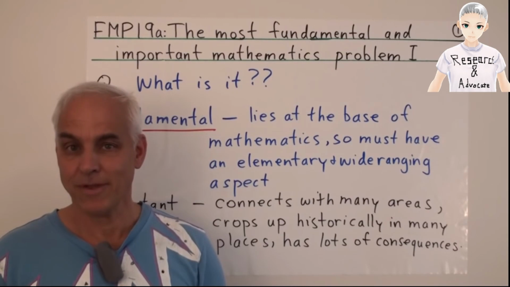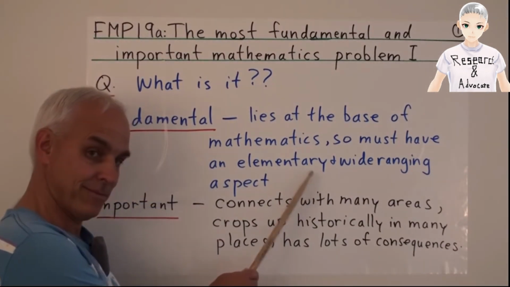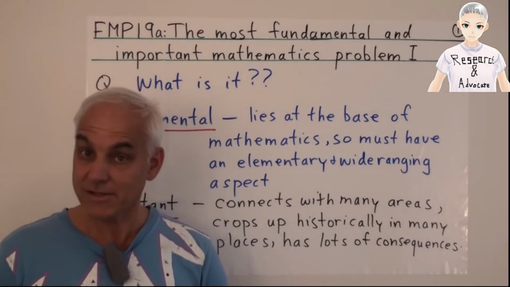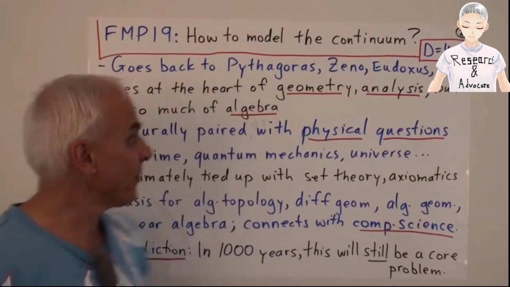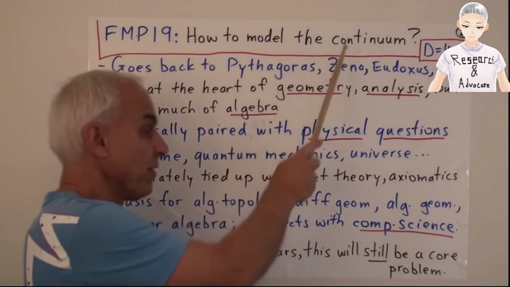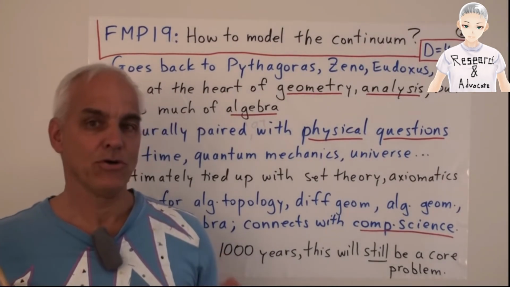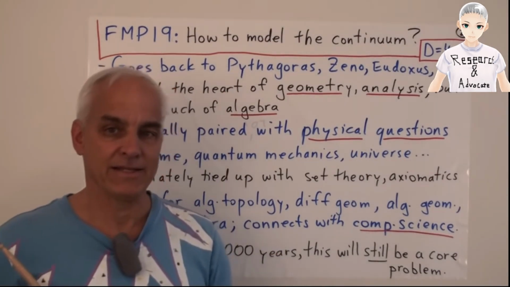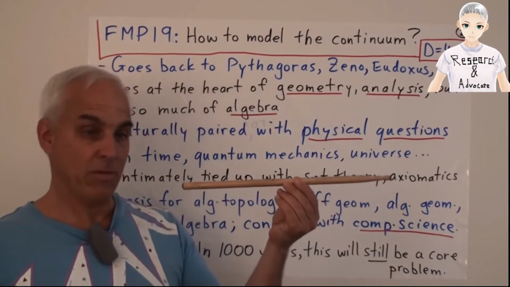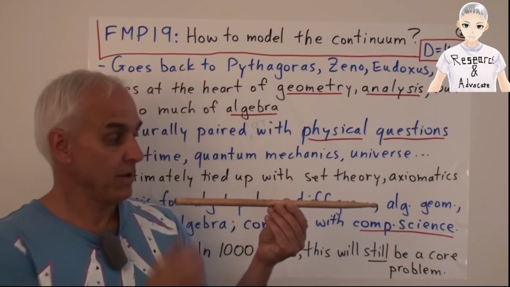All right, so without more ado, a little drum roll. The most important and fundamental mathematics problem is, well, here it is. Famous math problem number 19: how to model the continuum. How do we get into mathematics the idea of continuity? In particular, how do we model the continuity that we see when we look at a line?